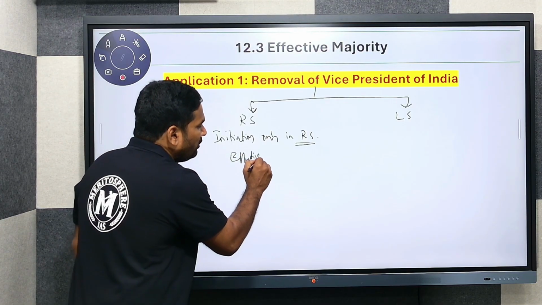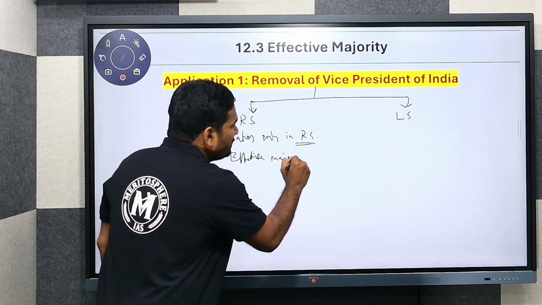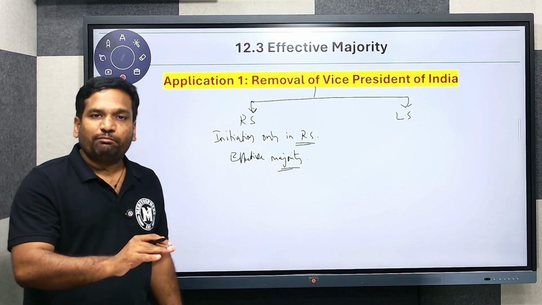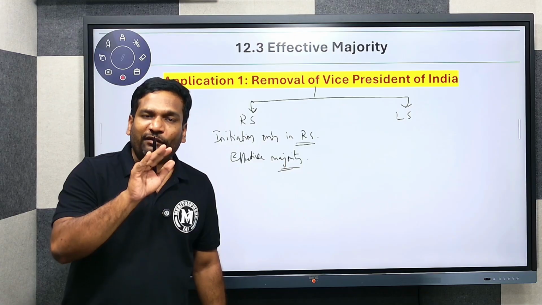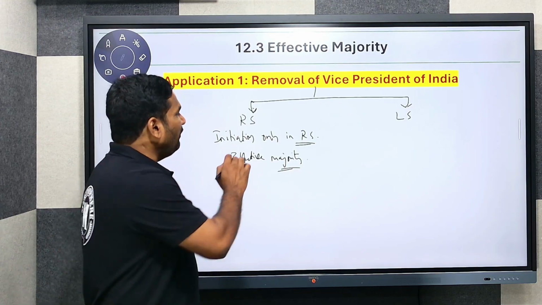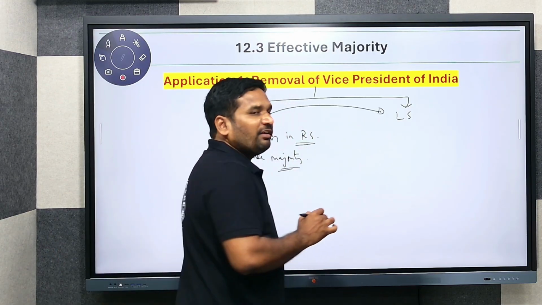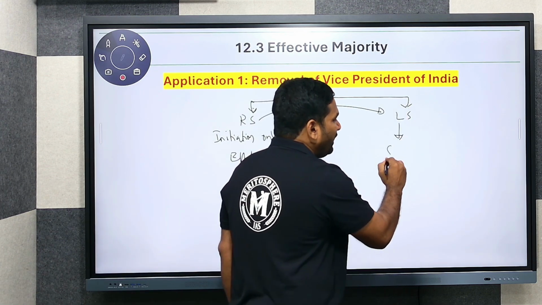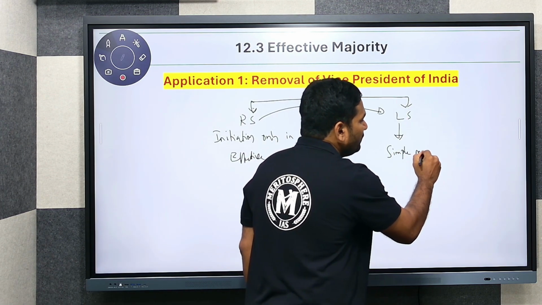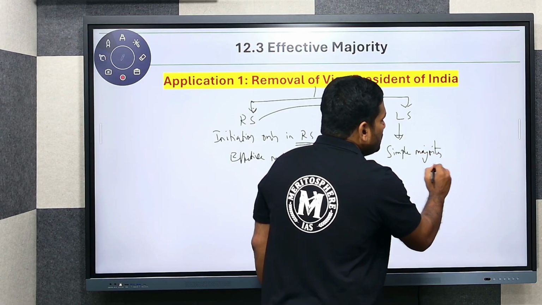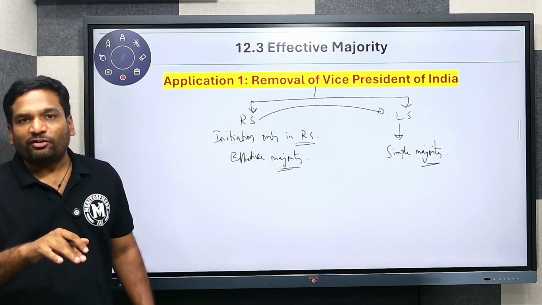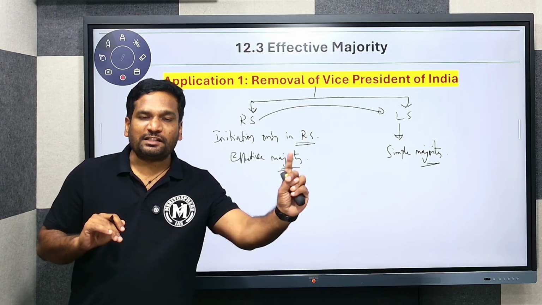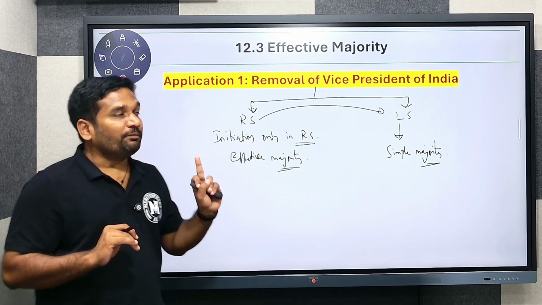So the removal resolution of the Vice President of India must get the support of effective majority in the Rajya Sabha. After getting such majority, that resolution will be sent to the Lok Sabha, and in the Lok Sabha, it has to get the support of simple majority. Got my point? So the same removal process needs two types of majorities: effective majority in Rajya Sabha, simple majority in Lok Sabha. Got my point?